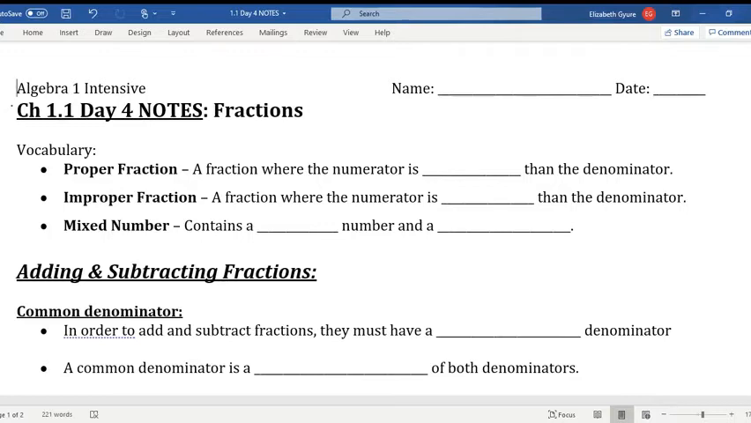We have something called proper fractions. That is a fraction where the numerator is less than the denominator. So for example, something like 3/4. Okay, that would be a proper fraction.